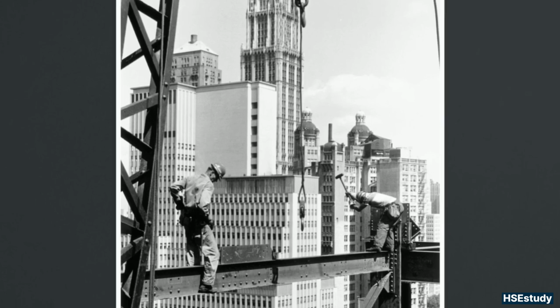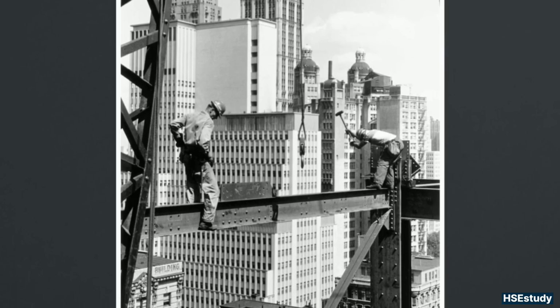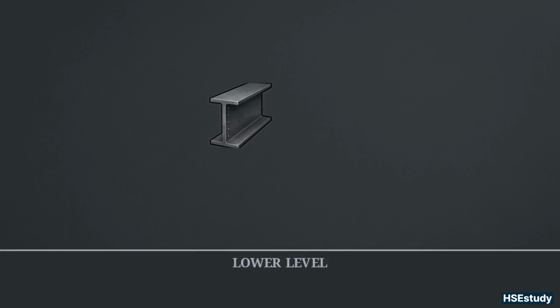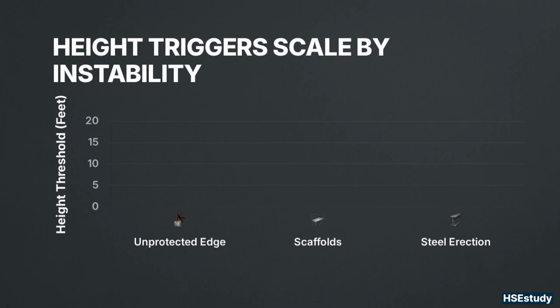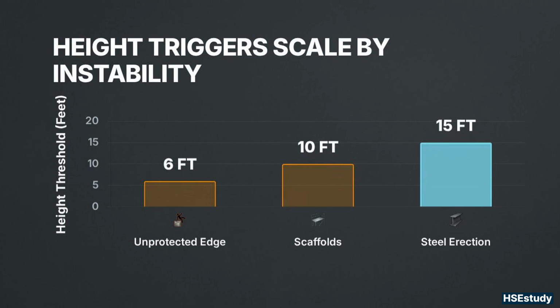There is one more major height exception to memorize: steel erection operations. Because of the open nature of structural steel framing, the fall protection threshold pushes even higher, to 15 feet. OSHA does not pick these numbers at random. The required height rules scale based on the inherent instability of the specific working surface you occupy.